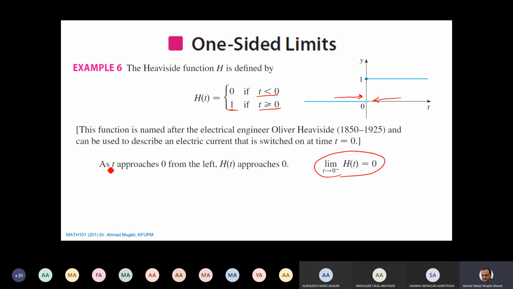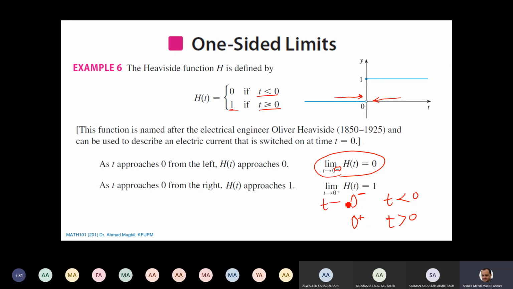Simply, instead of writing t approaching 0 from the left, h of t approaching 0, we will write it like this: limit of h of t when t goes to 0 minus. This minus here we read as from the left. It means that t is less than 0. When t approaches 0 from the right, we will write 0 plus, and by 0 plus, we need t to be greater than 0. When we say t goes to 0 from the left, it means that the values of t are less than 0. When t goes to 0 from the right, it means that the values of t are greater than 0.